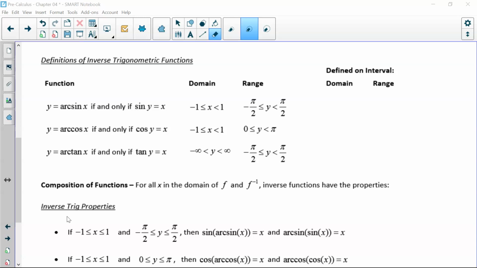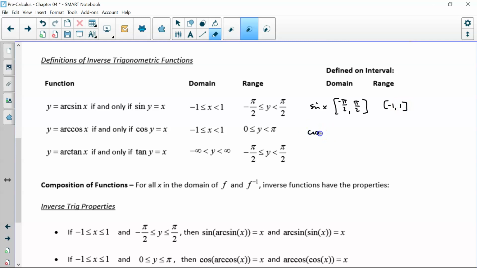So if we're looking at the arc sine of x, the domain goes from -1 to 1. So that means the domain is defined on the interval from -1 to +1, including those. Oh, sorry. The domain is defined on the interval for the sine of x. It goes from -π/2 to π/2. Remember, we're restricting ourselves in those two quadrants. And then our range would go from -1 to 1.